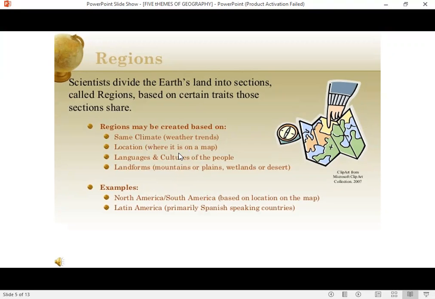Clear? Or we can divide the regions based on landforms. A region with, for example, a mountain range or a desert, like the Sahara region, because it has the desert. So do you understand how we can divide regions? Do you understand the definition of region? Any questions so far? No.